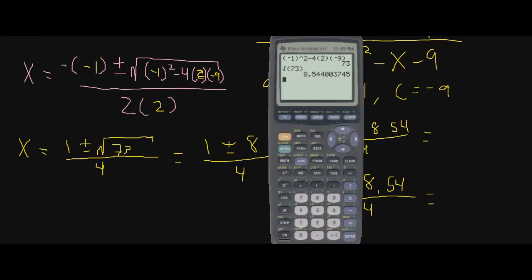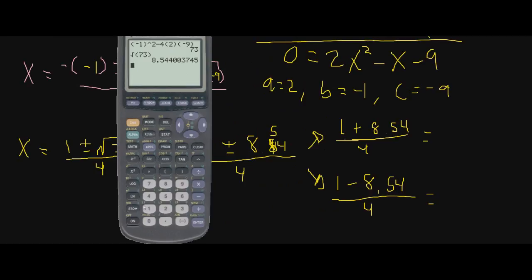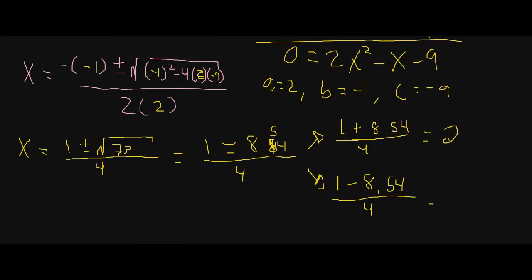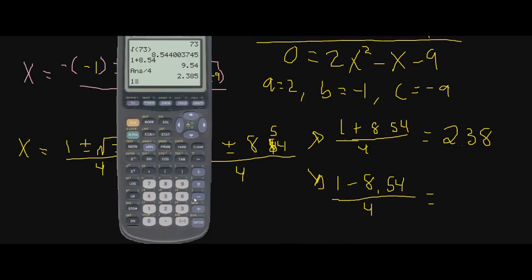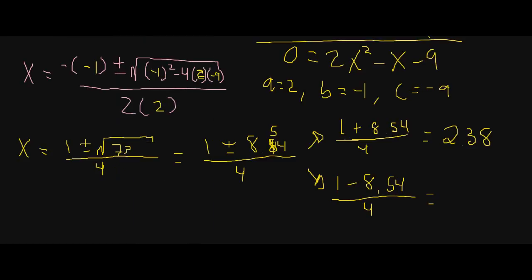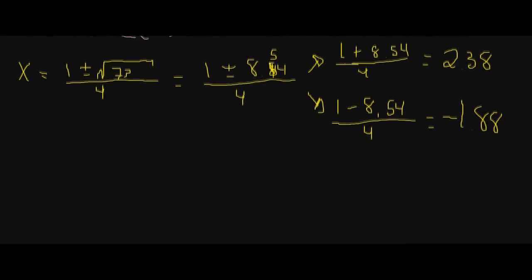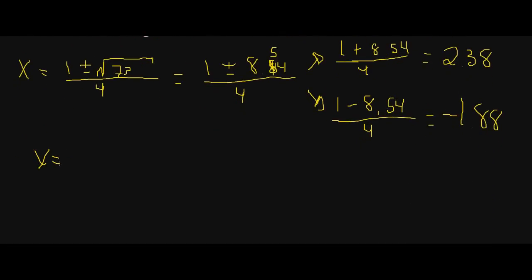And this is going to equal. So let's just go ahead and solve this, right? We're going to get 1 plus 8.54 all divided by 4, which is 2.38. All right, and then we're going to do the next one, which is 1 minus 8.54 all divided by 4, which gives me negative 1.88. All right. So now, we're doing a lot of work here. X is equal to 2.38 and x is equal to negative 1.88.